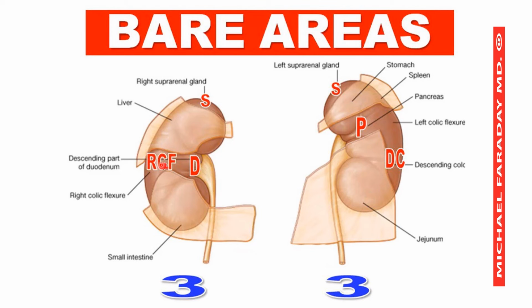Again, the anterior aspect of the kidney has peritoneal coverings. However, there are areas where there is no peritoneal covering. For the left kidney, the left suprarenal gland has no peritoneal covering. The body of the pancreas has no peritoneal covering. Then the descending colon has no peritoneal covering. When we come to the right, the right suprarenal gland has no peritoneal covering. Then the descending part of the duodenum has no peritoneal covering. Then the right colic flexure too has no peritoneal covering.